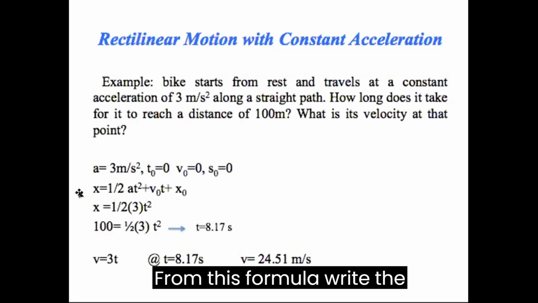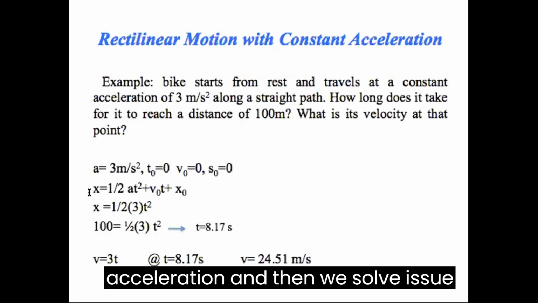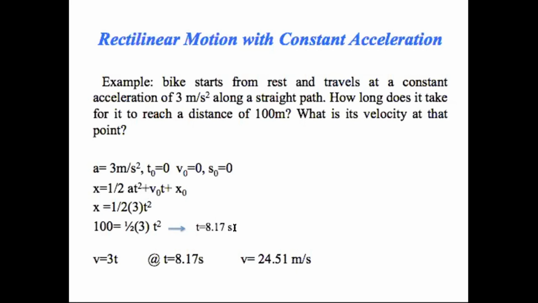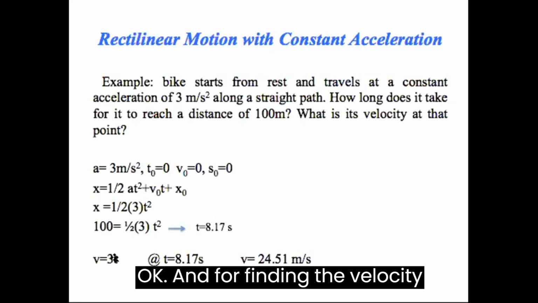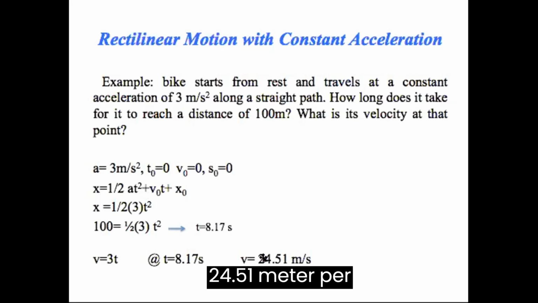From this formula, we write the equation of motion for constant acceleration, and when we substitute, we get this equation. For 100 meters, we find the time is 8.17 seconds. For finding the velocity at that point, we substitute this time into this equation and we find the velocity is 24.51 meters per second.